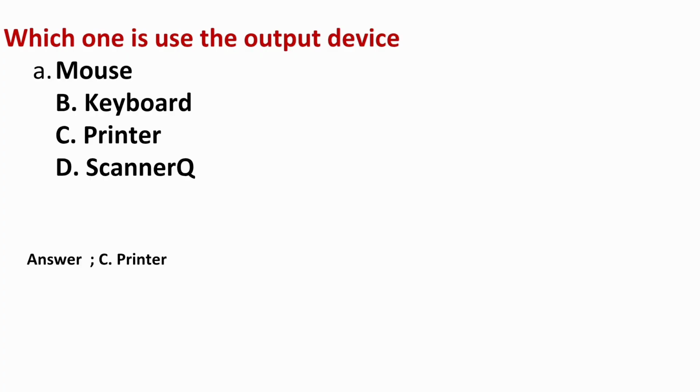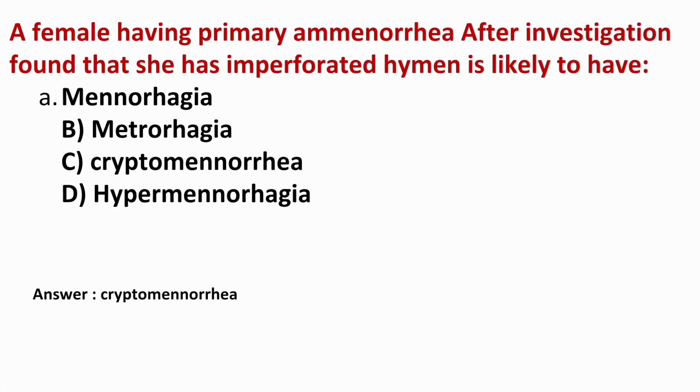Which one is used as the output device? A. Mouse. B. Keyboard. C. Printer. D. Scanner. Answer: C. Printer.